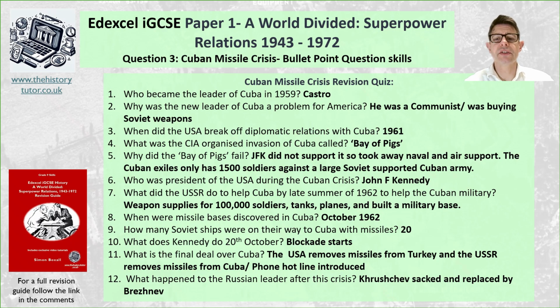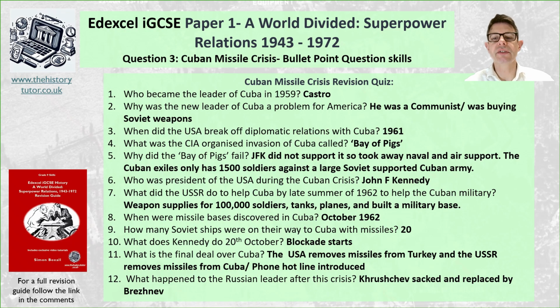Who was president of the USA during the Cuban Missile Crisis? That's John F. Kennedy. So he looked like he was failing to some extent around this crisis. Remember, he'd also failed in his negotiations with Khrushchev and was looking weak right at the start of his regime. And yet he said he was going to be tough on communism. What did the USSR do to help Cuba? By late summer 1960, to help their military, they gave them lots of weapons. So supplies weapons for 100,000 soldiers, gave tanks, planes, and built a military base.